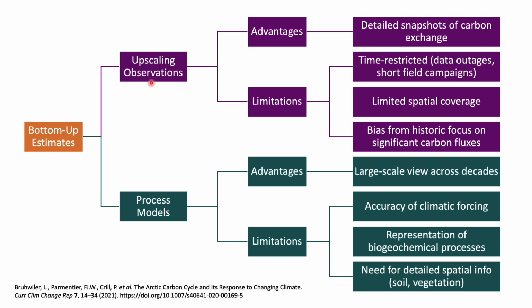So upscaling observations have these limitations, but if we develop process models, the advantage is we can get a large-scale view across various decades. But the limitation is the accuracy of climate forcing, because climate forcing is very difficult to predict, since we don't know what happened earlier. The representation of biogeochemical processes is very difficult, and there is also a need for detailed spatial information related to soil and vegetation. So even though bottom-up estimation can be carried out, there are some limitations.